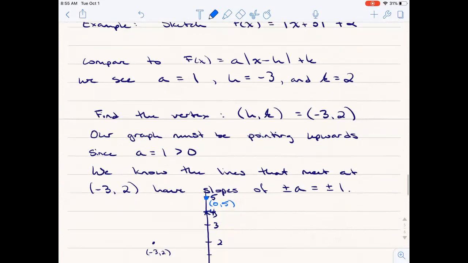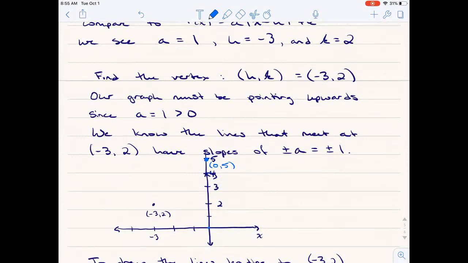Okay, so now we've got 2 points on the upward slope line. So we can just connect those, ending at the vertex. And so we've got here.